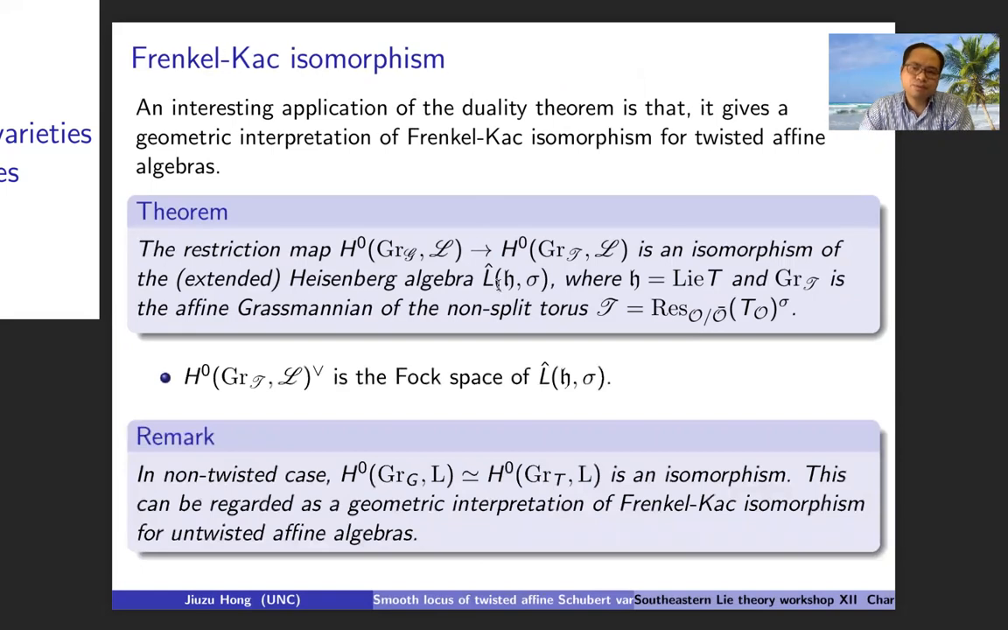So this is really just the twisted version of the non-twisted case. In the non-twisted case, you would take global sections of the line bundle on the affine Grassmannian, and it will be isomorphic to the line bundle on the affine Grassmannian of the torus. So this is the twisted torus and this is the non-twisted torus. They are pretty similar. It is regarded as a torus in this parahoric group scheme.